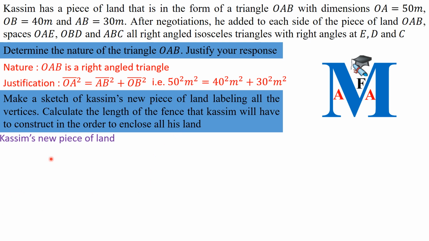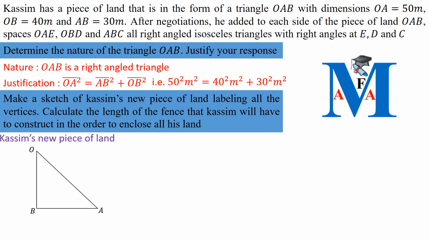So we are going to construct the new piece of land of Kasim. First of all, we begin with the original piece of land before we add the various spaces. The original piece of land has vertices O, A, and B. Since OA is the hypotenuse, the longest side has vertices O and A. Now OB is 40 meters and AB is 30 meters.